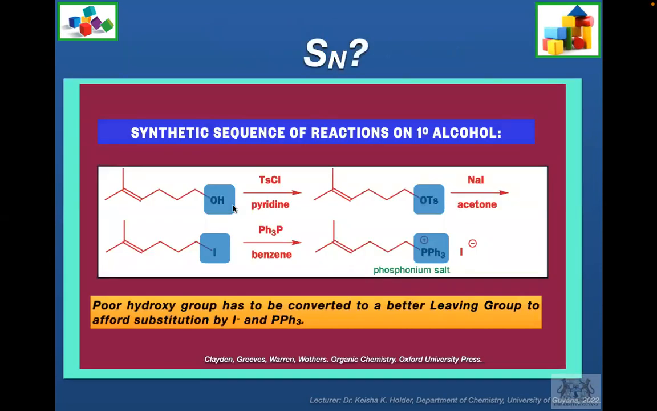Finally, guys, for today, here is an example of a synthetic sequence where this species is being used. We have our conversion of our oxygen into a good leaving group by what we call tosylation, and then we are displacing it with our nucleophile, which is coming in the form of iodine, and then the iodine is then being reacted with triphenylphosphine to give us the phosphonium salt. This is then further applied in reaction sequences to create molecules.